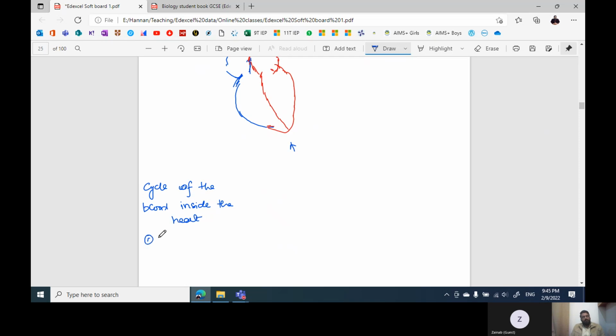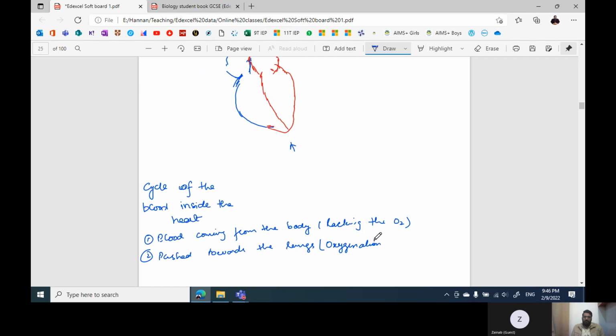Number one, the blood coming from the body. This blood would be deoxygenated. This blood would be lacking the oxygen. Number two, blood is pushed towards the lungs. When it is pushed towards the lungs, it is for oxygenation, to carry the oxygen.